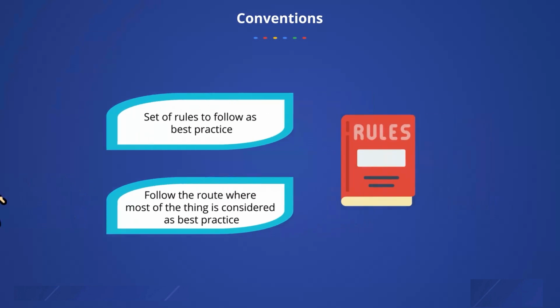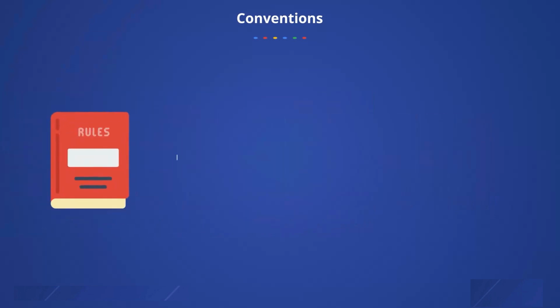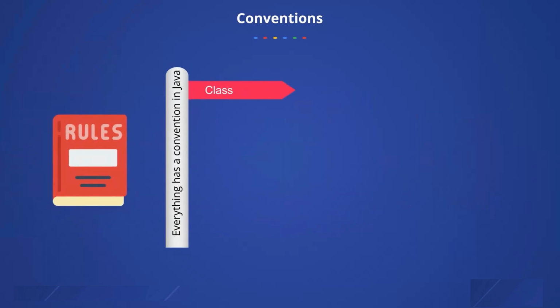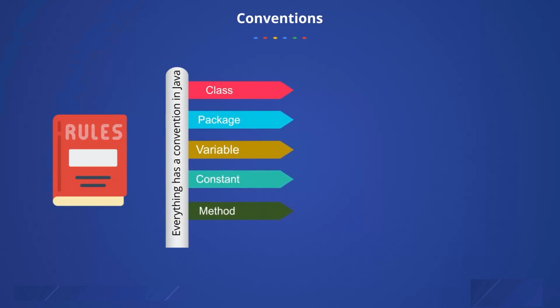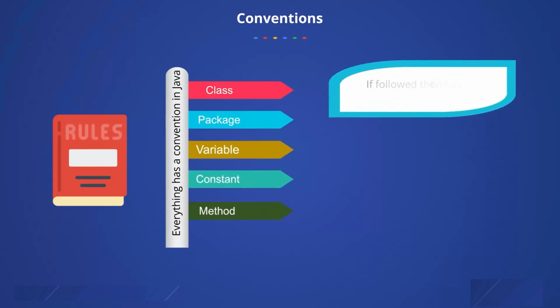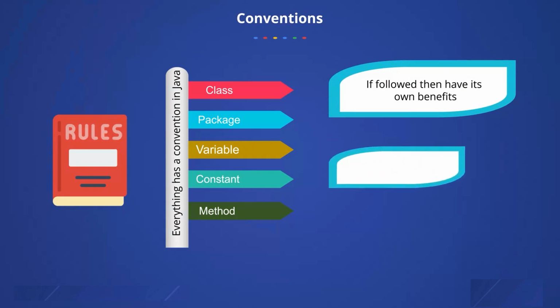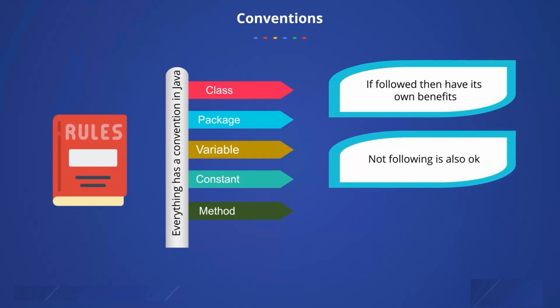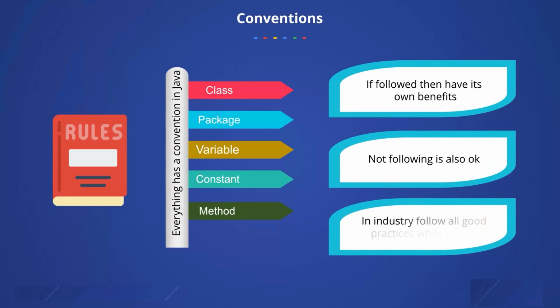For example, everything has a convention in Java, starting with class, package, variable, constant, method, everything has a set of rules. If you follow, it has a good amount of benefits. Even if you don't follow, there's nothing wrong in it. But understand, when you are in industry, you are supposed to follow all these good practices so that when you write the code, it will be full of best practices and foolproof, and it will not let anybody point out that you haven't followed the best practices. So it will make the code more readable. That is what the overall objective is.